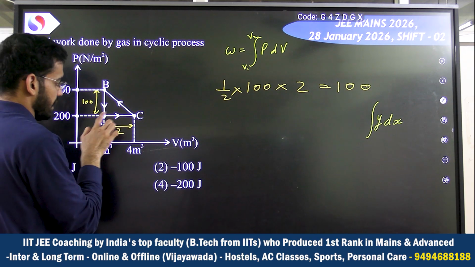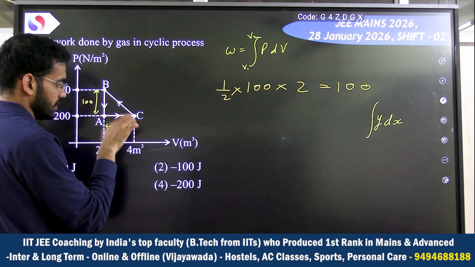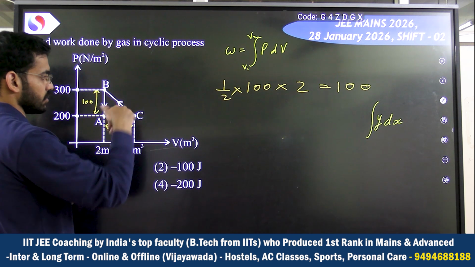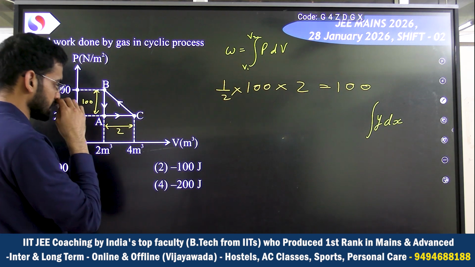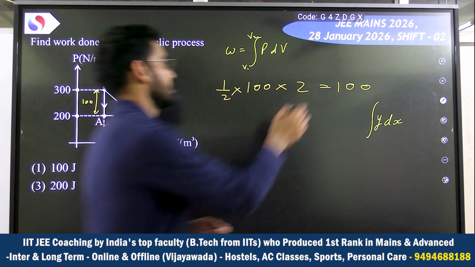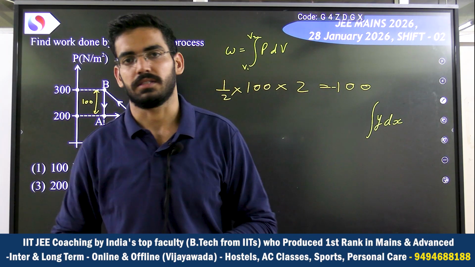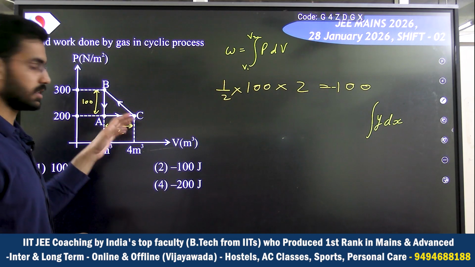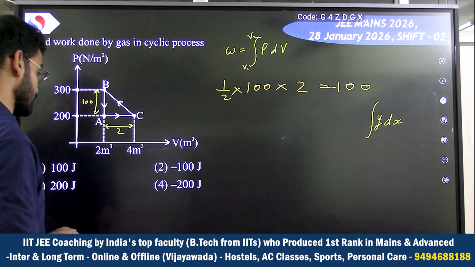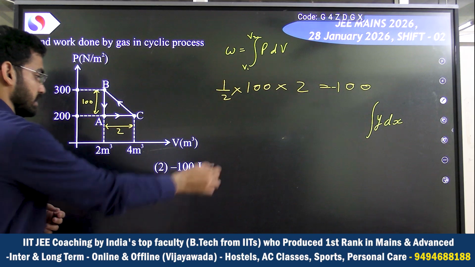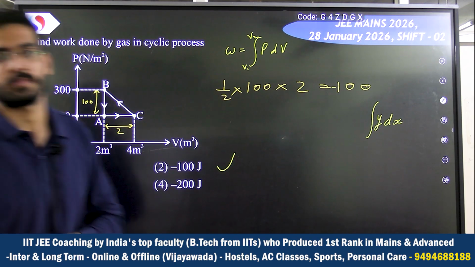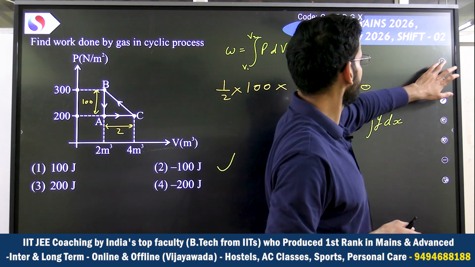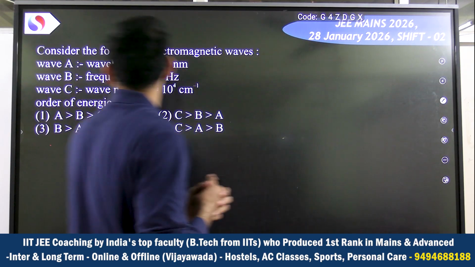So if I see A to C, and it is going this side, that's positive work. And going from C to B, that's negative work done. The negative work done is more than the positive work done, so overall it will be negative. So here minus 100 will come. You can go by individual processes also, but you will get the same value. So your answer is minus 100. That's the second option. So we have to check the sign only, and just the area. Next.